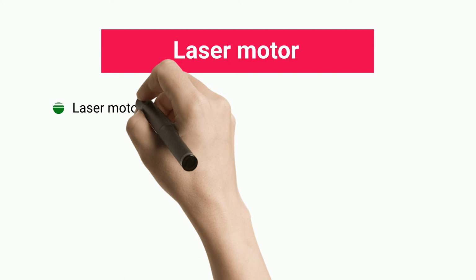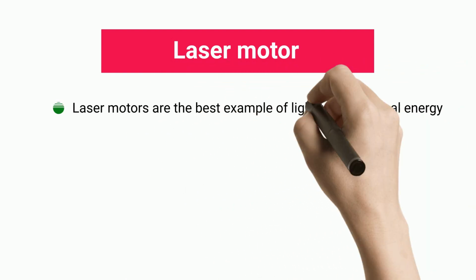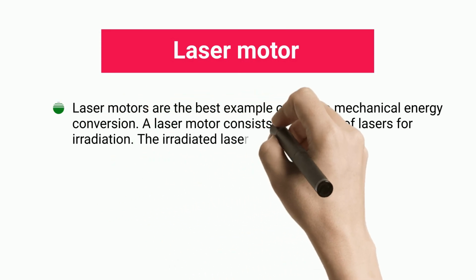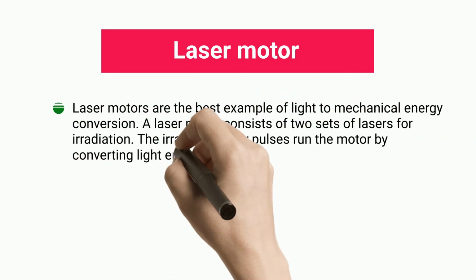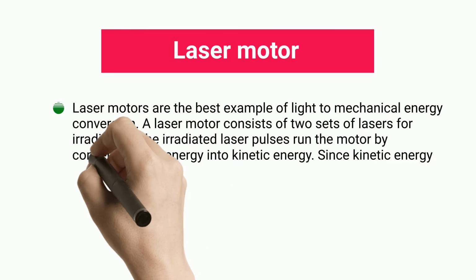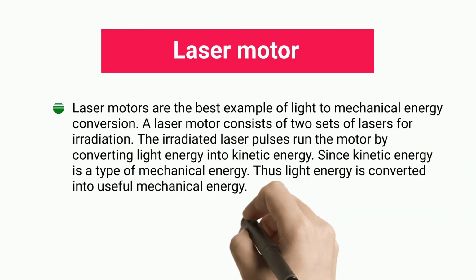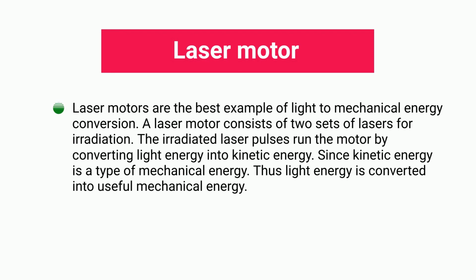Laser motor. Laser motors are a good example of light to mechanical energy conversion. A laser motor consists of two sets of lasers for irradiation. The irradiated laser pulses run the motor by converting light energy into kinetic energy. Since kinetic energy is a type of mechanical energy, light energy is converted into useful mechanical energy.